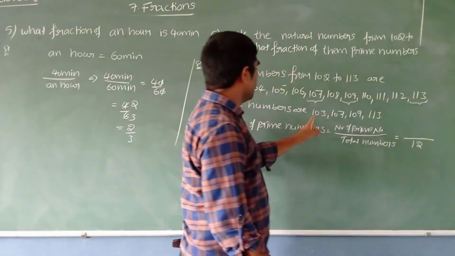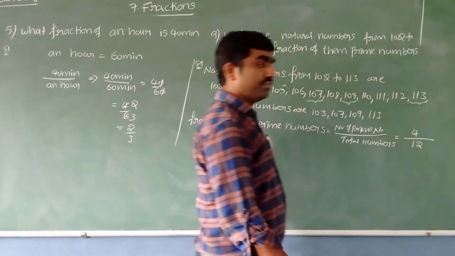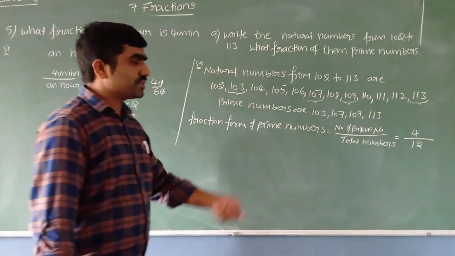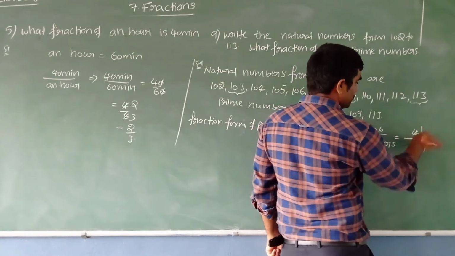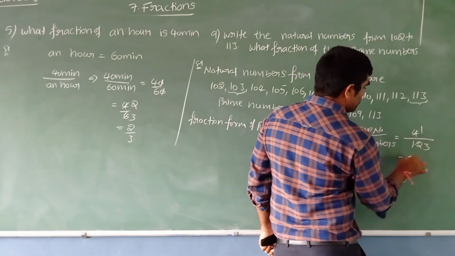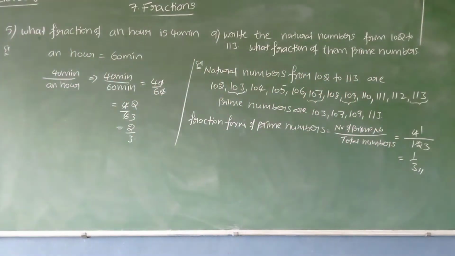Out of 12, I can see 4 prime numbers: 1, 2, 3, 4. 4 by 12 is the fraction form. It is not in lowest form, so let us express it in lowest form. 4 1s are 4, 4 3s are 12. It is equal to 1 by 3. Hope it is clear for everyone.